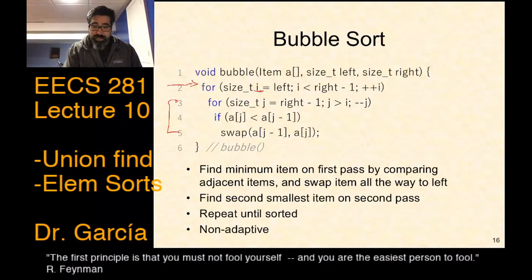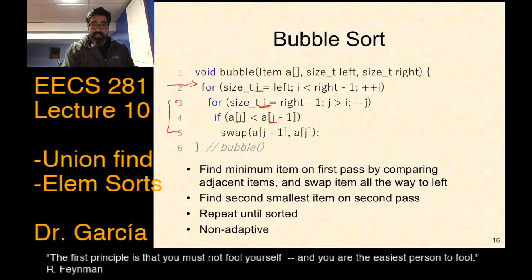Notice that the inner loop, as opposed to the outer loop, goes from right to left. Right, so the outer loop goes left to right. The inner loop goes right to left. And then it's basically just comparing the jth element, where j is the index of the inner loop, to the element right next to it, because it's j minus 1. And if indeed it's lower, then I would swap, right? And so rinse, repeat, right?